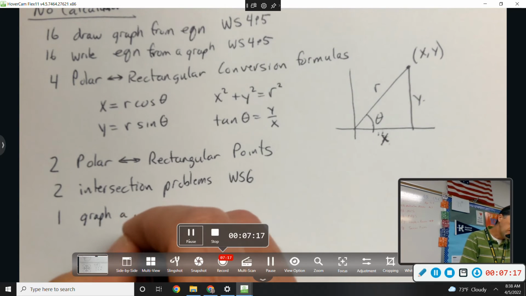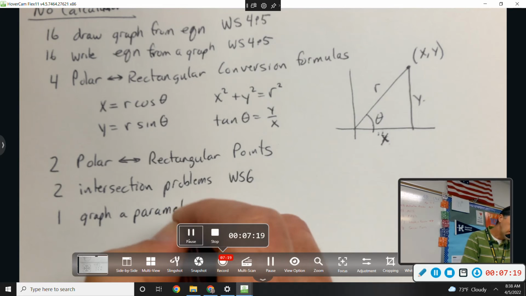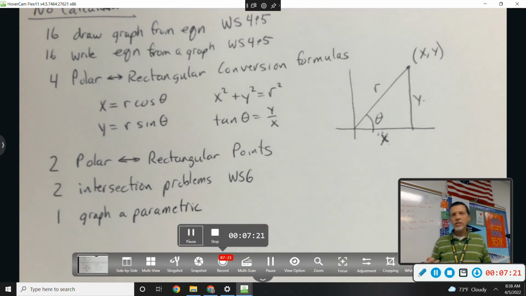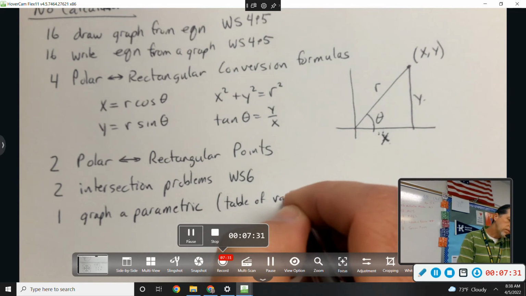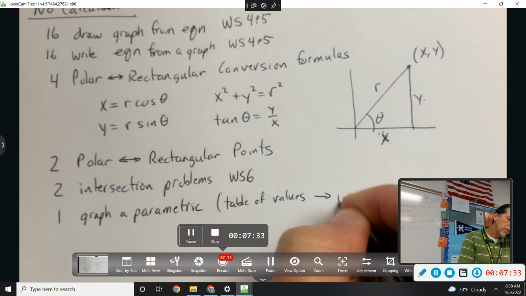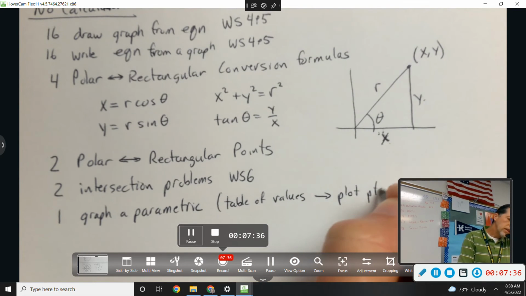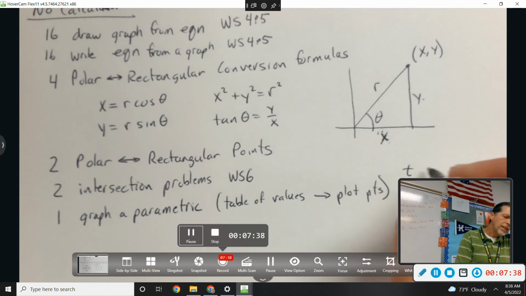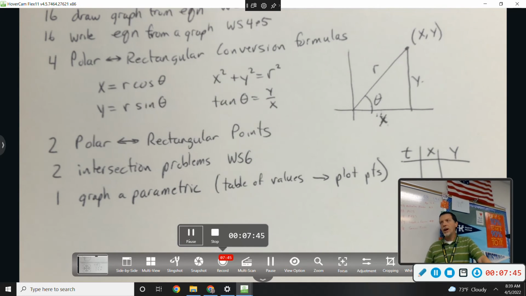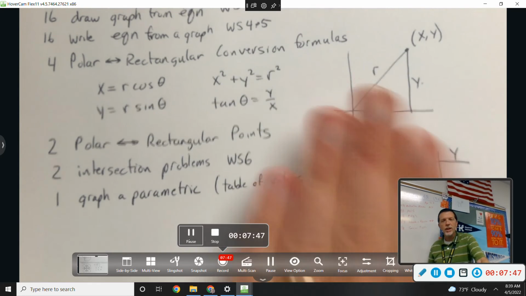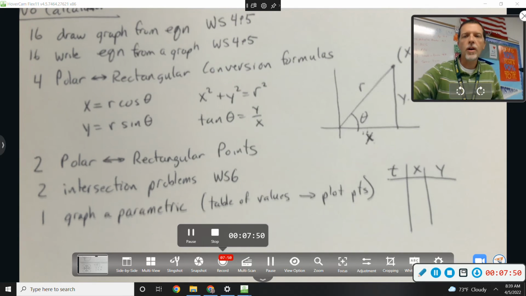There's one graph of parametric equations by hand, right? So no calculator. So that won't be the crazy window. That'll be make a table of values, and then plot the points. And I think the table might even be provided, right? The t, x, y. And so you plug in t to x, t to y, and then plot the x, y. Don't get confused and try to plot the t values. You're plotting the x and y.